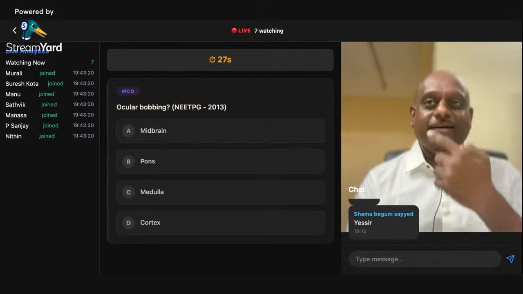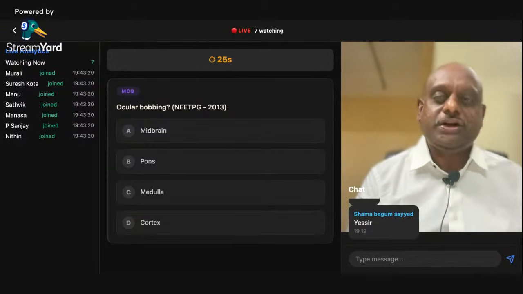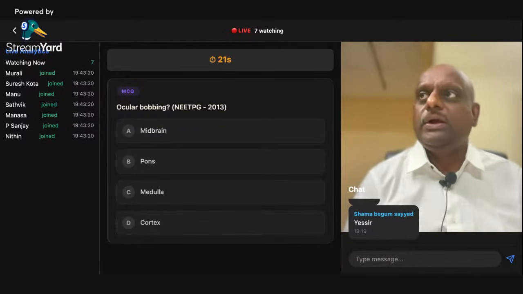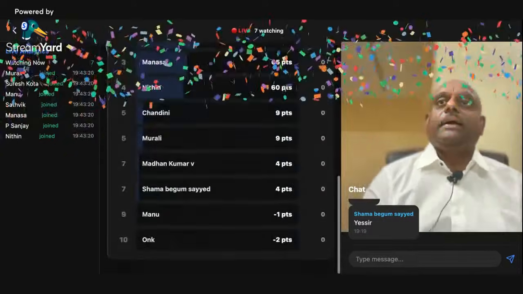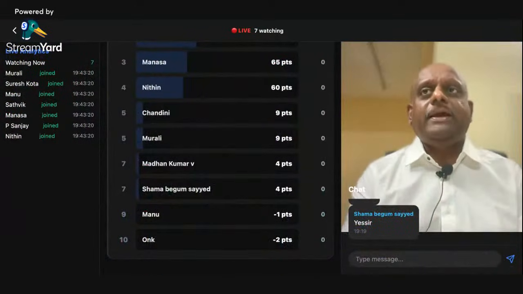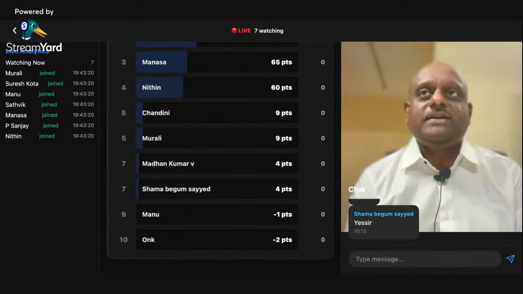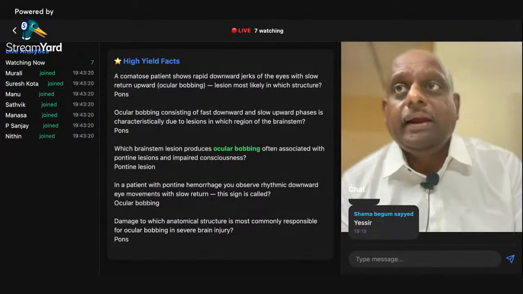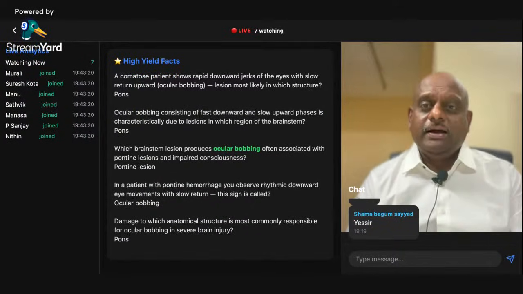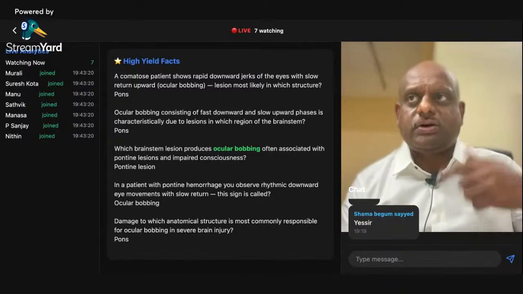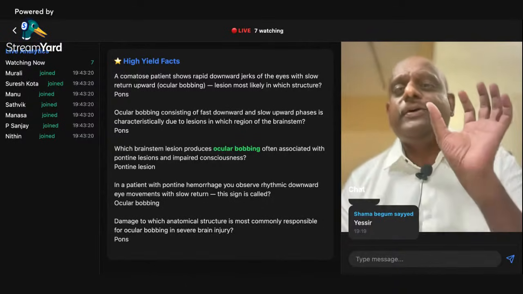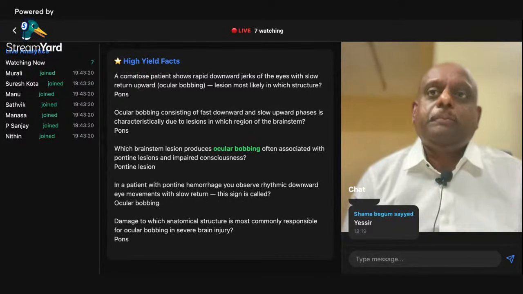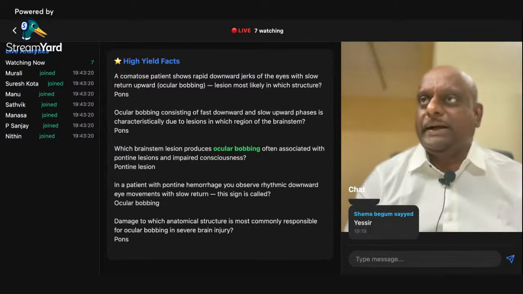Ocular bobbing is typically a feature when which part of the brainstem is involved, doctor? So you should know, ocular bobbing is typically seen whenever there is pontine involvement. A comatose patient showing a rapid downward jerk of the eye and a slow return upward, which is called ocular bobbing, has a lesion in the pons. So a pontine lesion is what we need to remember.